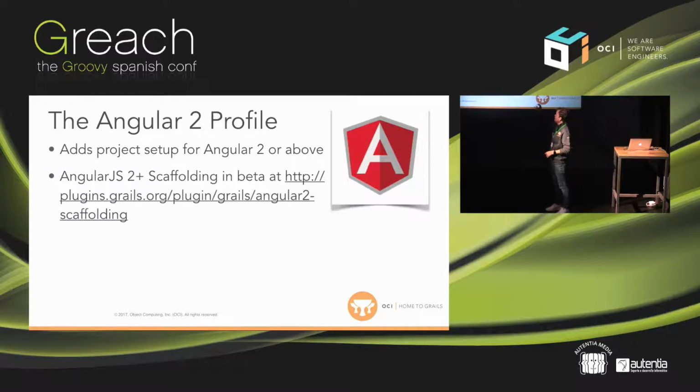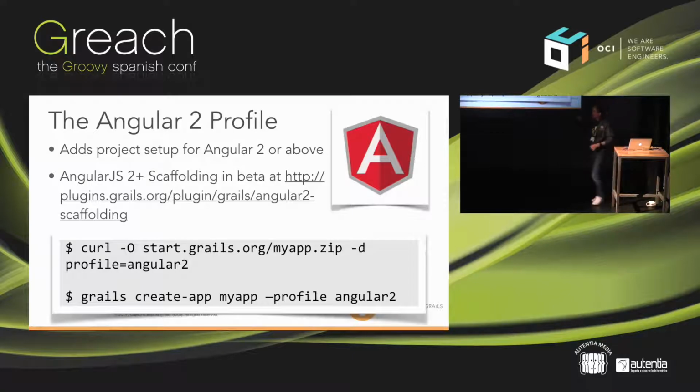Scaffolding plugin. So this is new, and we have an Angular 2 profile where you can create an app, and it'll create a multi-project build where you have your client project, which is an Angular project, and your Grails server project, which is a REST API project, and it'll set it up all for you with Node and Gradle and everything, so you can run the app. You can run them independently as well, thanks to Webpack and things like that. Just with Node on the command line, you can run the client.